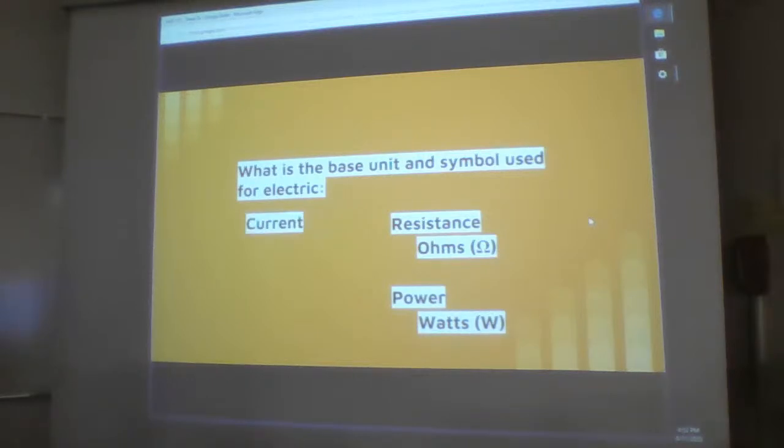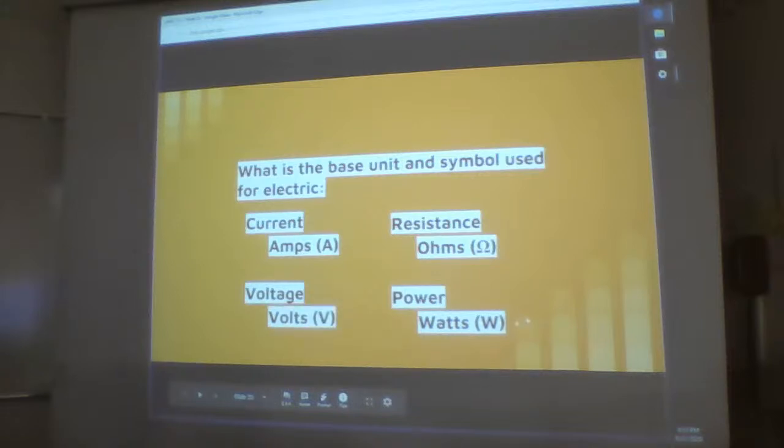So what is the base unit and symbol used for electric current? Current was measured in amps, and the symbol for that is a capital A. What is the base unit and symbol used for electric voltage? So what do we measure voltage in? We measure voltage in volts, right? Some of these are pretty simple. And the symbol for that is a capital V.